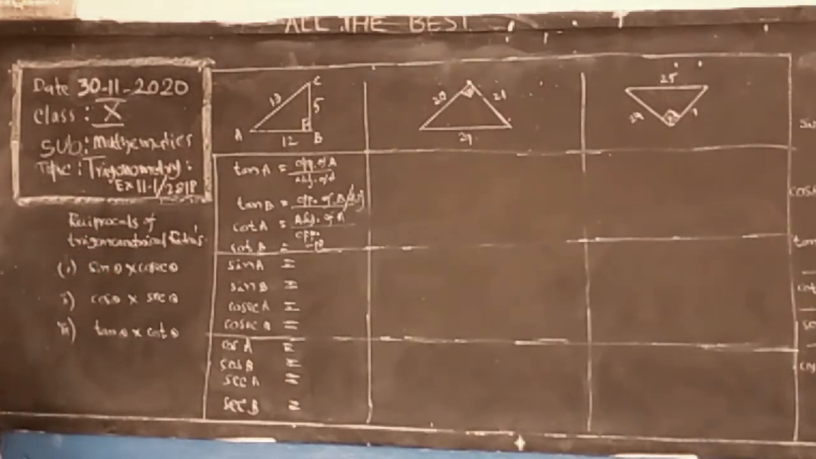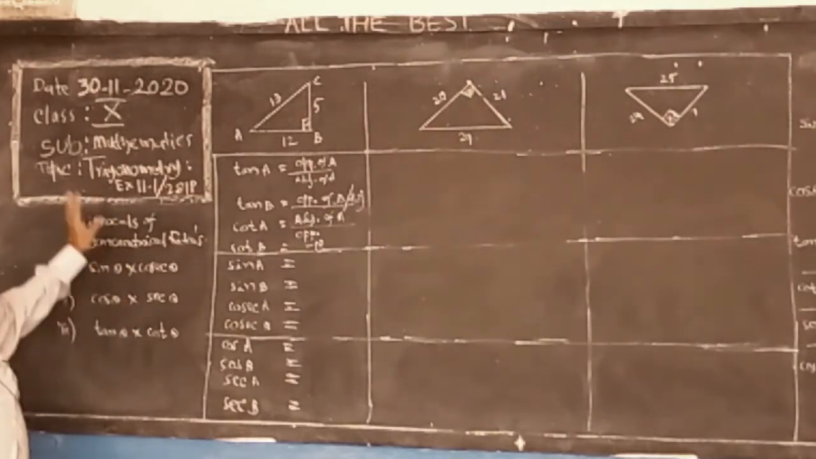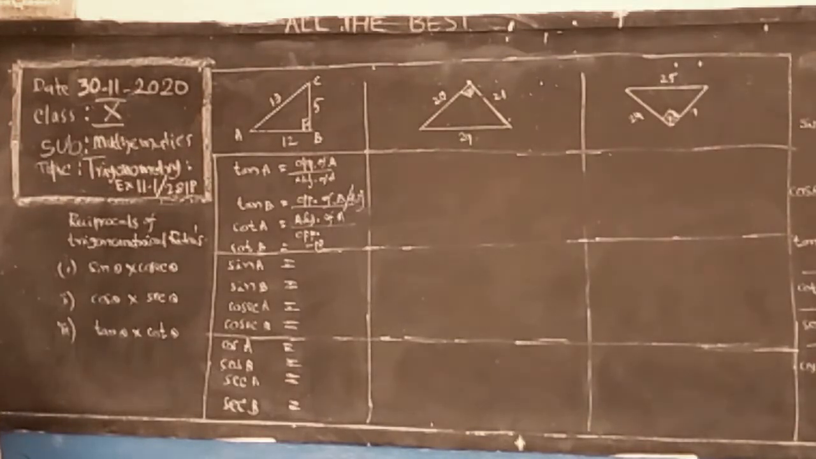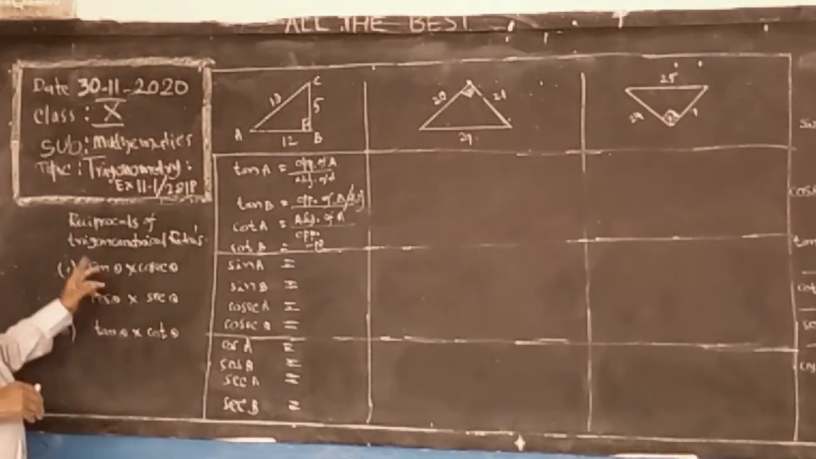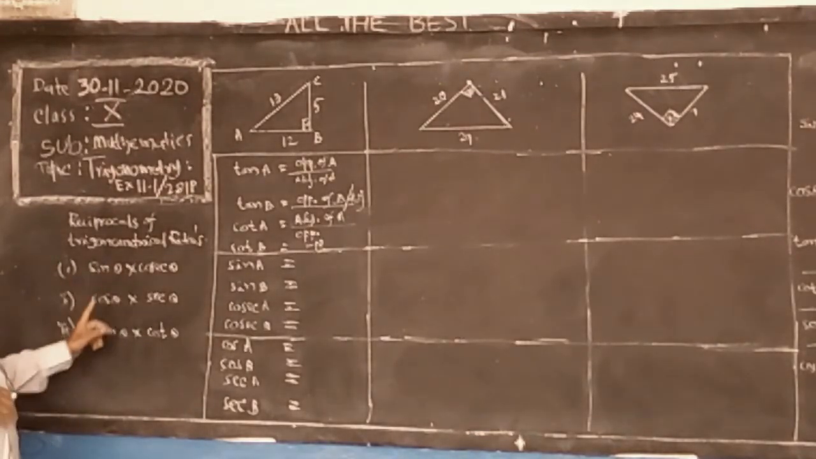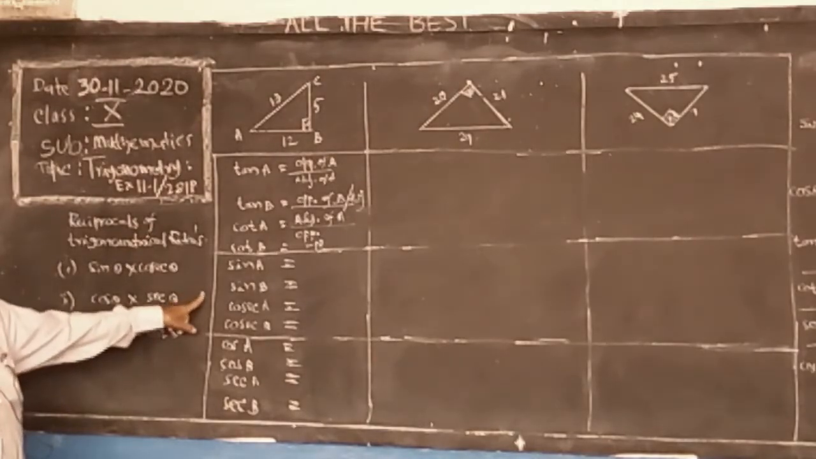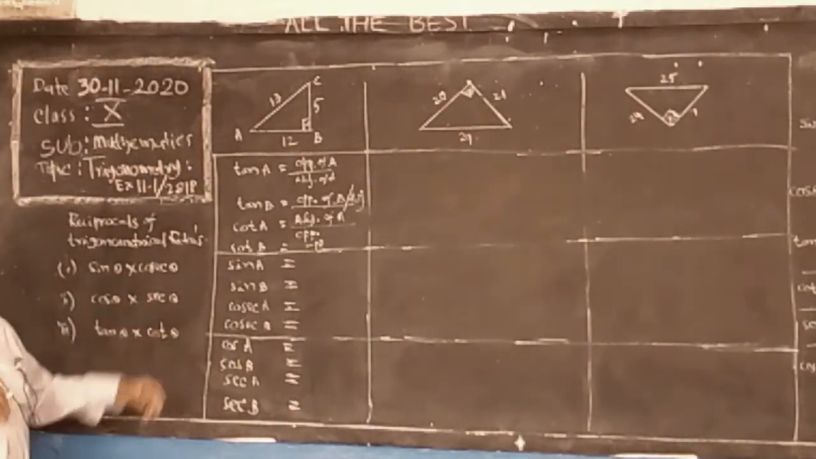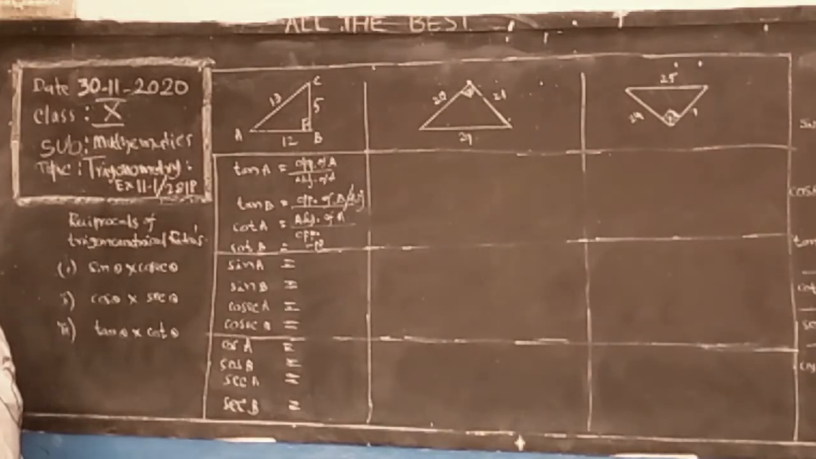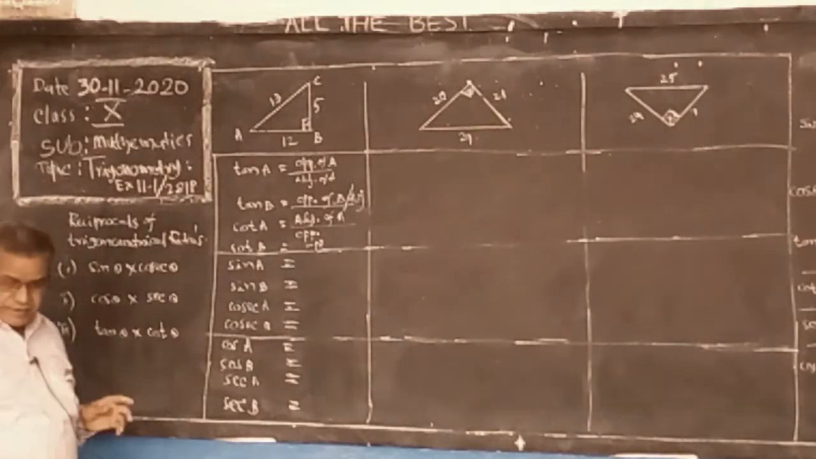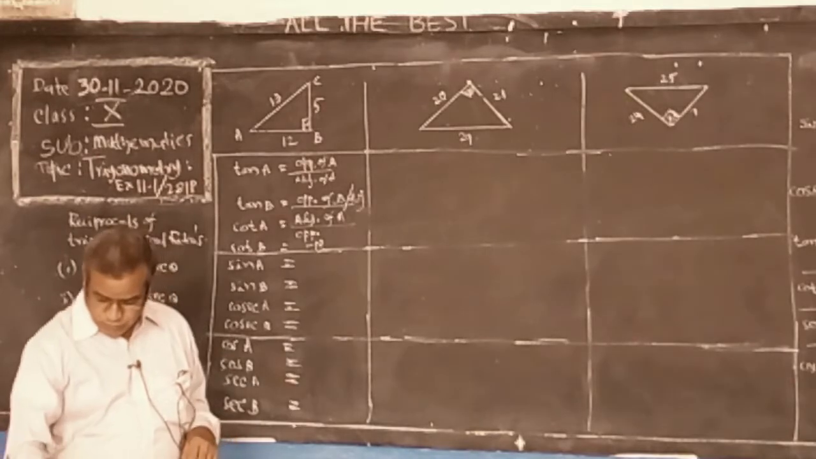In the introduction class I explained already, so once again I am explaining. Please learn the ratios. There are mainly only 3: sin theta, cos theta, tan theta, and the remaining 3 are their reciprocals. The reciprocal of sin is cosec theta, of cos is sec theta, of tan theta is cot theta. You should know, we already learned this in 9th class.